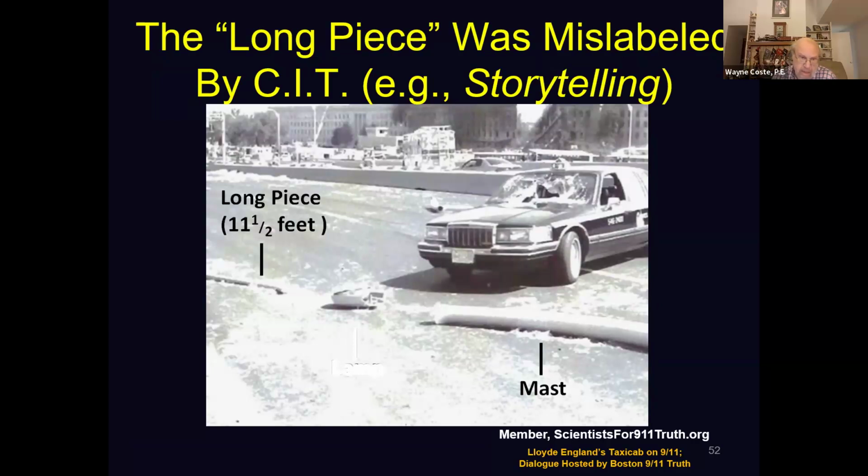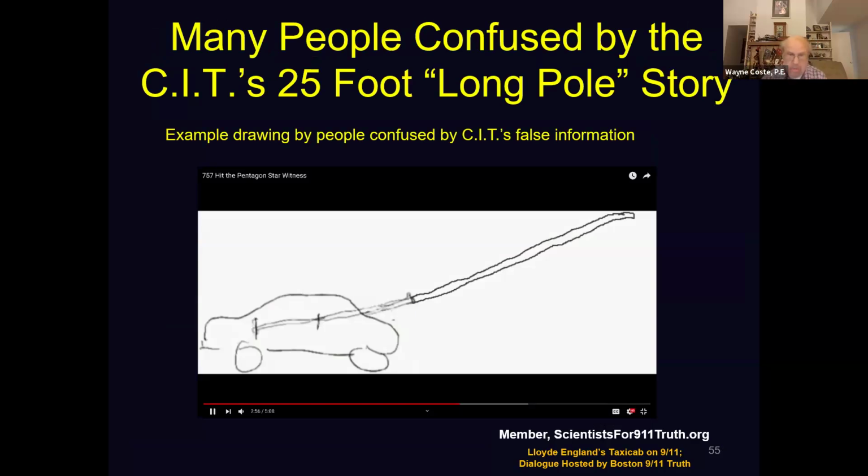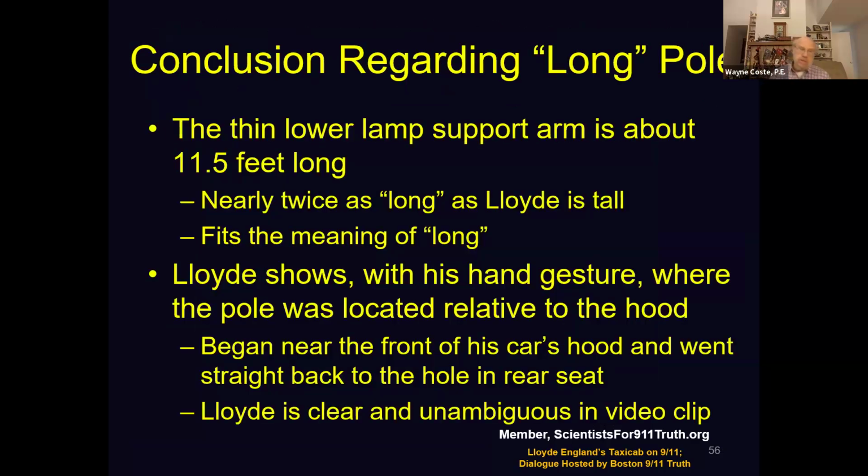And it is in fact the long piece is the 11.5-foot pole that I've marked here. Many people were confused by CIT's 25-foot long pole story. We saw this one in the earlier video. I've seen this one, but the conclusion is the thin lower lamp support arm is about 11.5 feet long, twice as long as Lloyd is tall. Fits the meaning of the definition Lloyd.